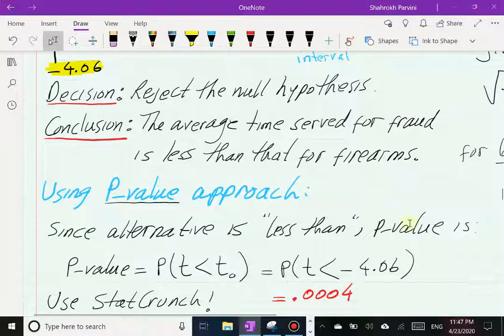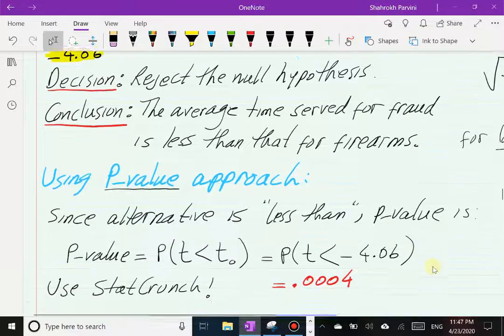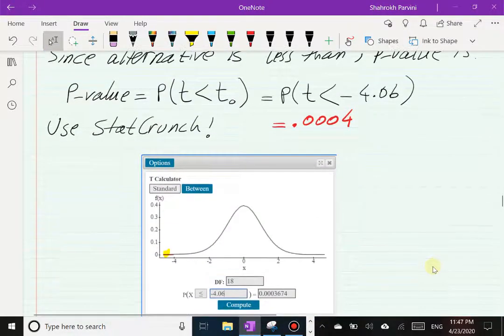Now, using StatCrunch, by the way, I found it, and just to show you, this is how I found it.